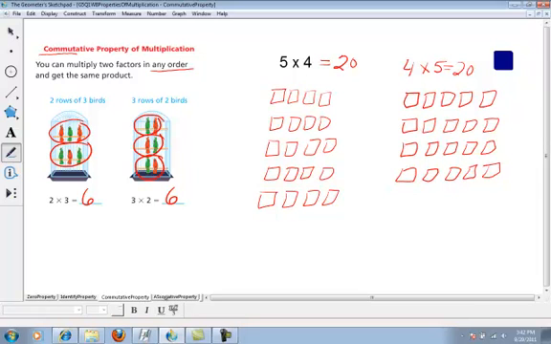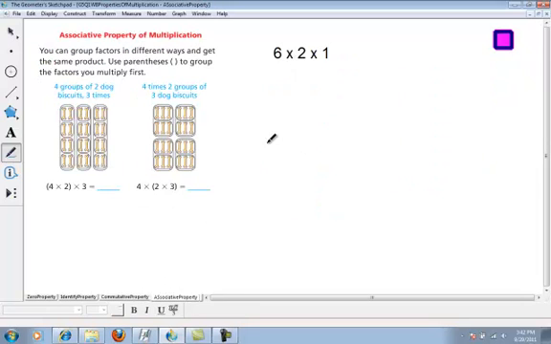Now the last property we're going to look at is the associative property. The root word of the associative property is associate. When you associate with somebody, you hang out with them, or you're friends with them. Now, with the associative property, we're going to group numbers and associate them with one another using parentheses. Let's look at what it says about the associative property of multiplication. You can group factors in different ways and get the same product. Use parentheses to group the factors you multiply first.